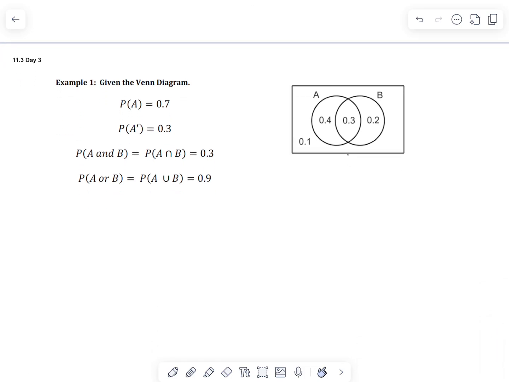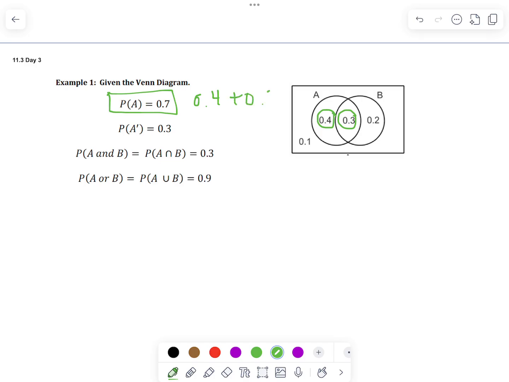Example 1. Given this Venn diagram, it has been completed. There are two events that have occurred, event A and event B, and the probabilities are given within the regions. The probability of A occurring, how you figure that out is you add everything in A together, so you'd add 0.4 plus 0.3. Not in A would be the 0.2 plus the 0.1.